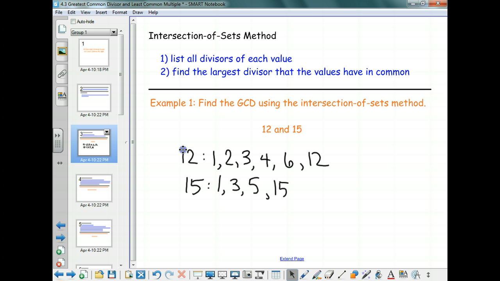15. All right. And then you look at the two lists and you find the one that they have in common that's the biggest. And they'll always have something in common. What will they always at least have in common? 1. So there's always something. Which one is the biggest something? The biggest something in these two lists is 3.